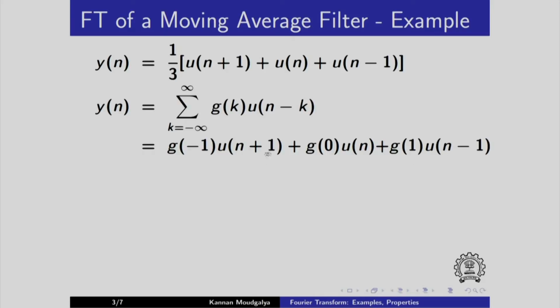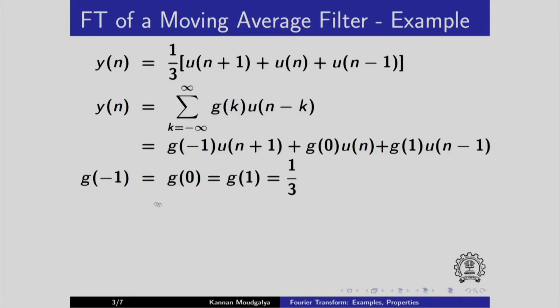Why do I have only 3 terms here? Why not infinite number of terms? Because there are only 3 non-zero terms here. I get the corresponding 3 non-zero terms. So by matching the terms I get the expression for g of minus 1, g of 0 and g of 1. So what is g of minus 1? It is 1 by 3. What about g of 0? That is also 1 by 3, because 1 by 3 multiplies u of n. Similarly g of 1 is also 1 by 3.